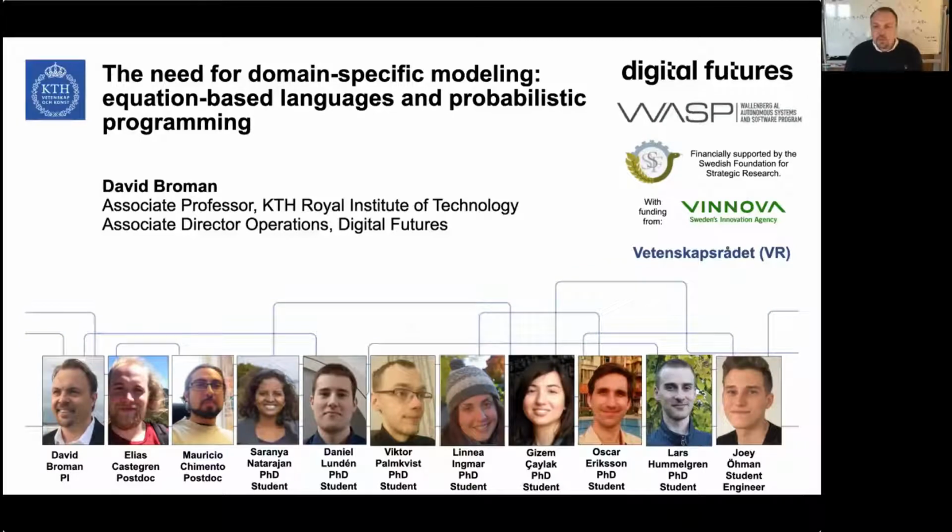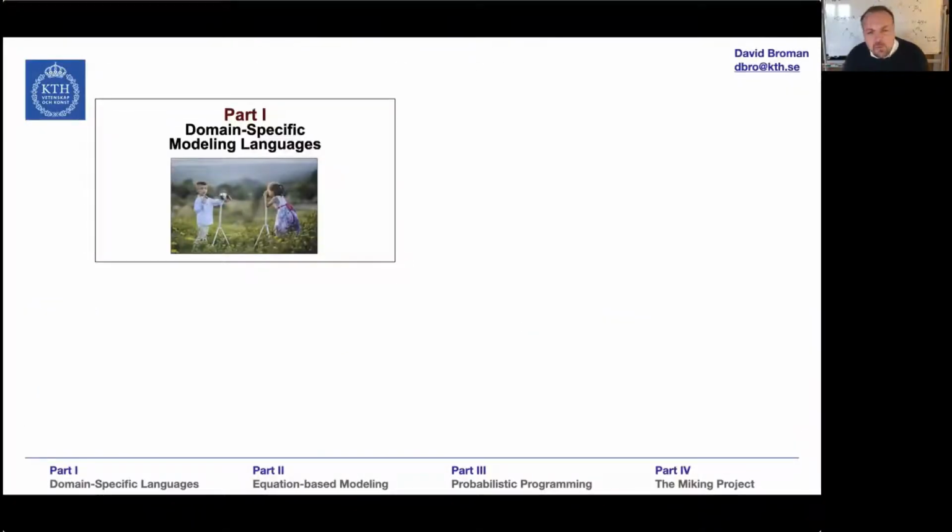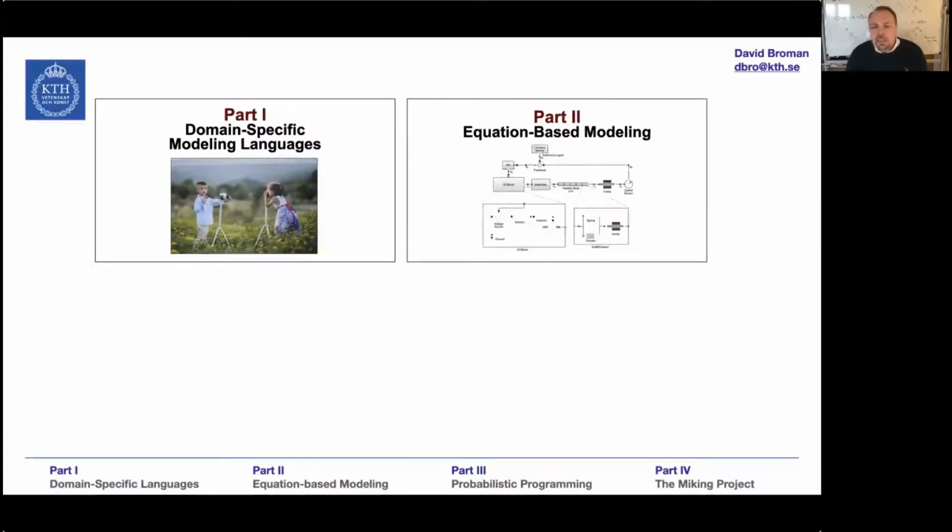Yes, so I'm going to talk about domain-specific languages and modeling, and specifically on something called equation-based languages and also on probabilistic programming. The plan is that I'm going to start with setting the scene a little bit about domain-specific modeling languages, what it is and why it's needed, and then dive into what's called equation-based modeling.